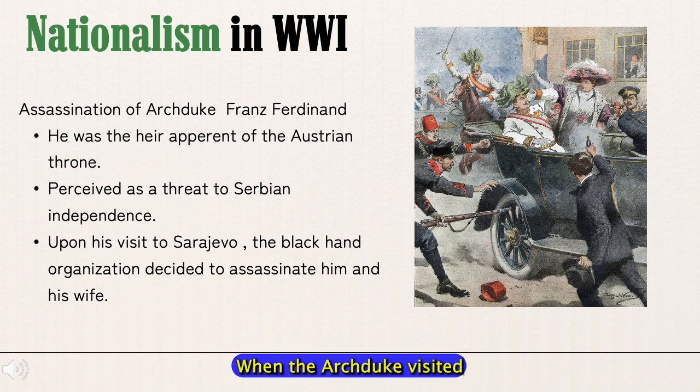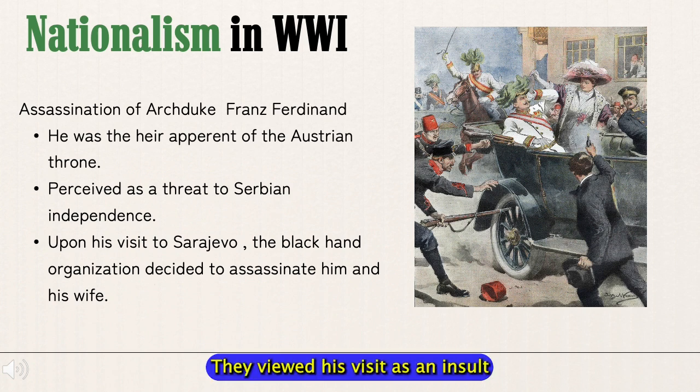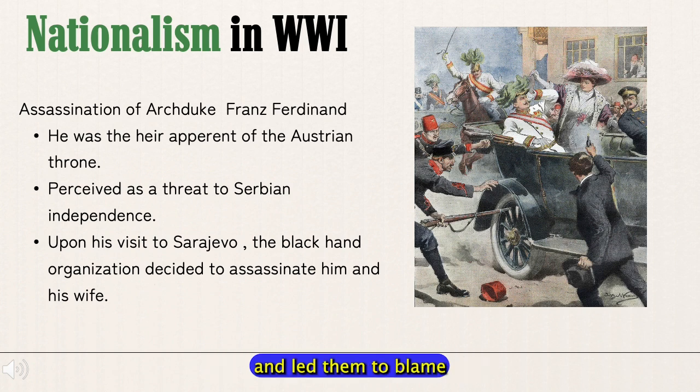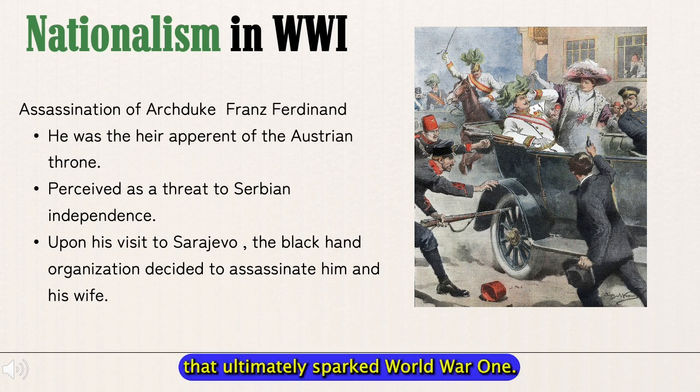When the Archduke visited Sarajevo, the capital of Bosnia, a Serbian nationalist group called the Black Hand decided to take action. They viewed his visit as an insult and an opportunity to strike back against Austria-Hungary's control. Members of the Black Hand assassinated Franz Ferdinand and Sophie during the visit, which angered Austria-Hungary and led them to blame Serbia for the attack. This event, driven by nationalist tensions, set off a chain reaction of alliances and conflicts that ultimately sparked World War I.